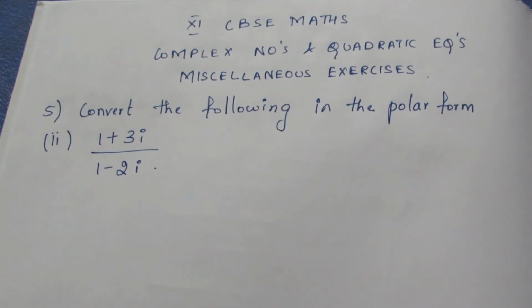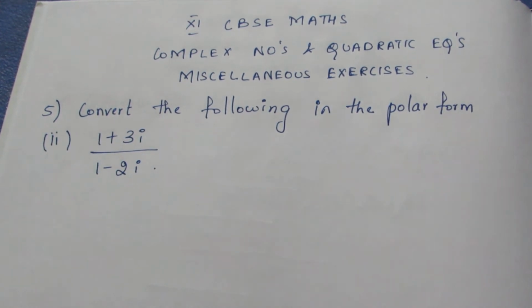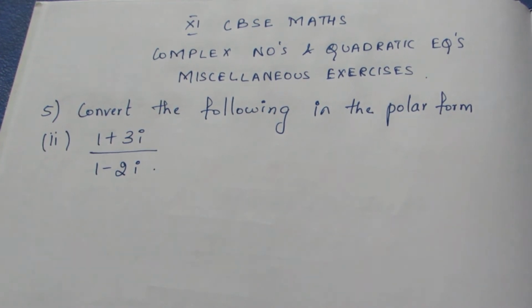Today we are going to see Class 11 CBSE Maths Complex Numbers and Quadratic Equations Miscellaneous Exercise, question number 5, second subdivision. Let's see the question. Convert the following in the polar form. We need to convert the given complex number to polar form. Here it is given as (1 plus 3i) by (1 minus 2i).